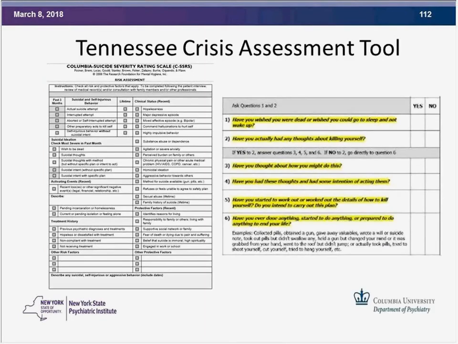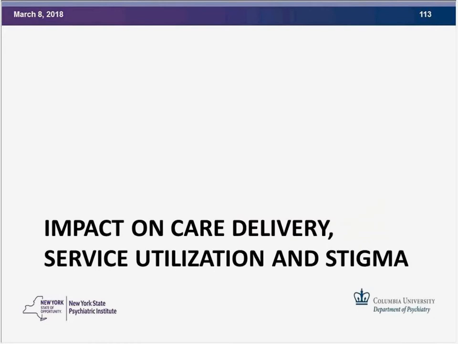And this is what Tennessee has done for their crisis assessment tool. For all crisis assessments, they use the short six-question screener, and they use a checklist of risk and protective factors that the authors of the CSSRS developed. Again, this is also available for download on our website at no charge. You can use the checklist of risk and protective factors if you'd like. And so, as you can imagine, this is having a strong impact on care delivery and service utilization and stigma reduction.